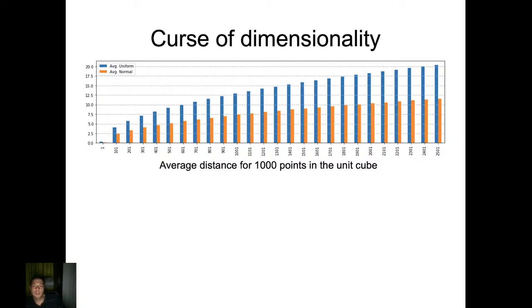And then after we sample these points, we just compute the average distance between every pair of points. You can see that the average distance increases along with the dimensionality of this space. Since the average distance increases, it also means that the space becomes more and more sparse. And of course, this happens both if the points are sampled from a uniform distribution and from the normal distribution.